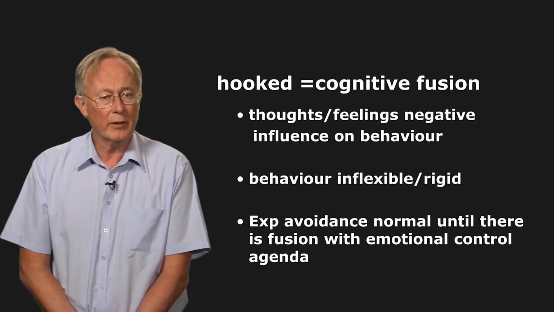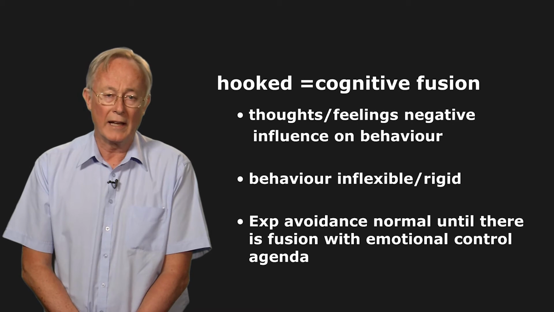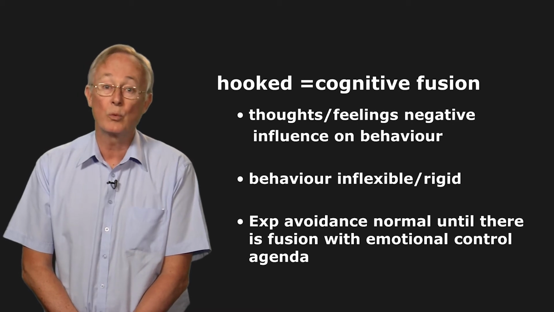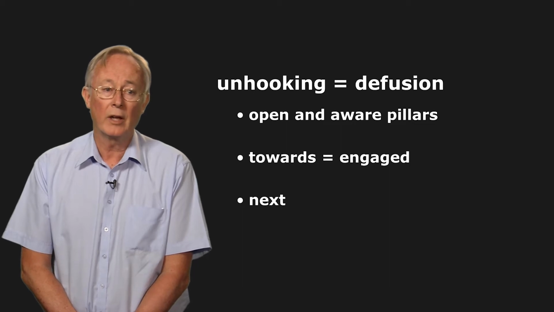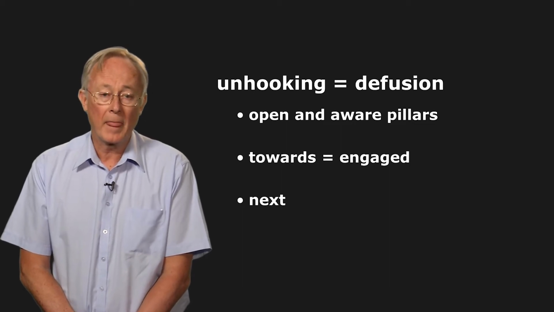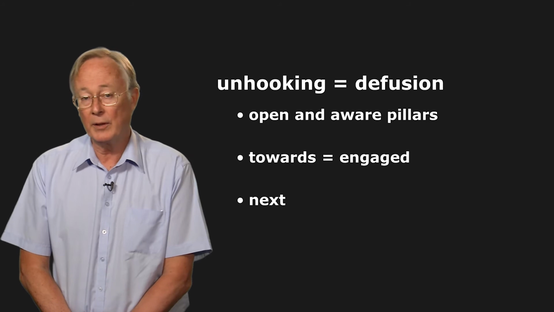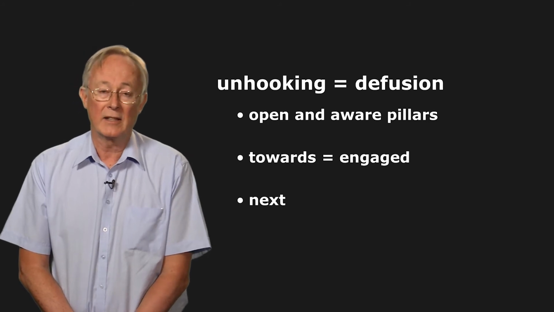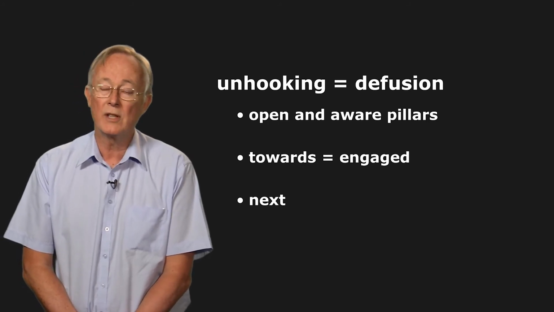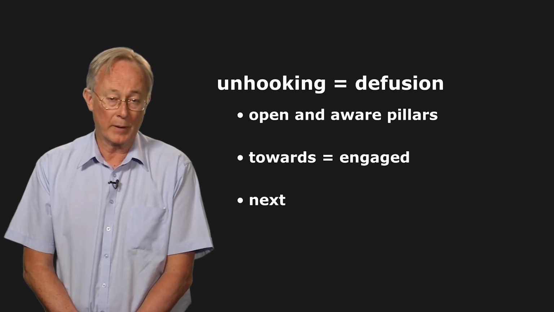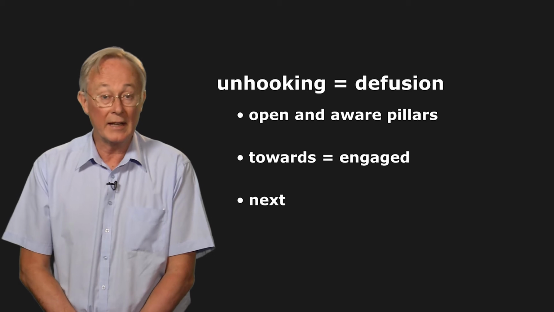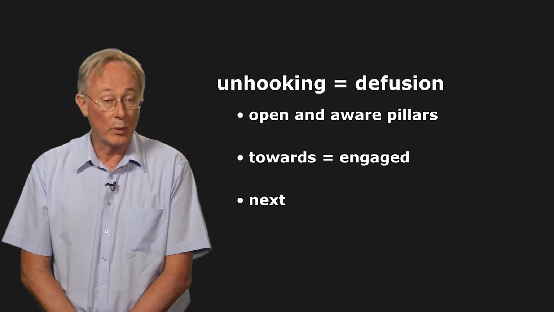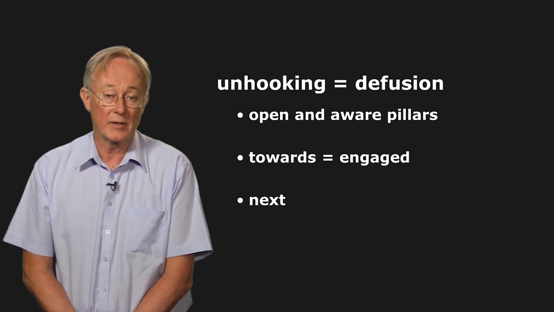Worth noting that experiential avoidance is normal until it becomes fused with the emotional control agenda. Unhooking is diffusion, and this is invoking the open and aware pillars, and getting on with the towards is using the engaged pillar. So the ACT hexaflex, or three pillars, can apply in a negative sense to the away moves, and they can act in a positive sense in the towards moves.